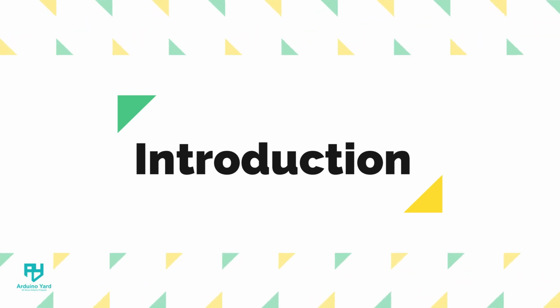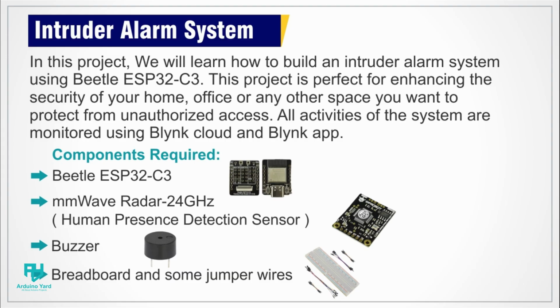Today we are going to make an intruder alarm system with the help of an ESP32 and Blynk Cloud. This project is perfect for enhancing your home or office security. Using Blynk Cloud will allow us to monitor this system from anywhere in the world. The components required for this project are an ESP32 board, a DFRobot millimeter wave radar sensor, a small buzzer, a breadboard and some jumper wires.